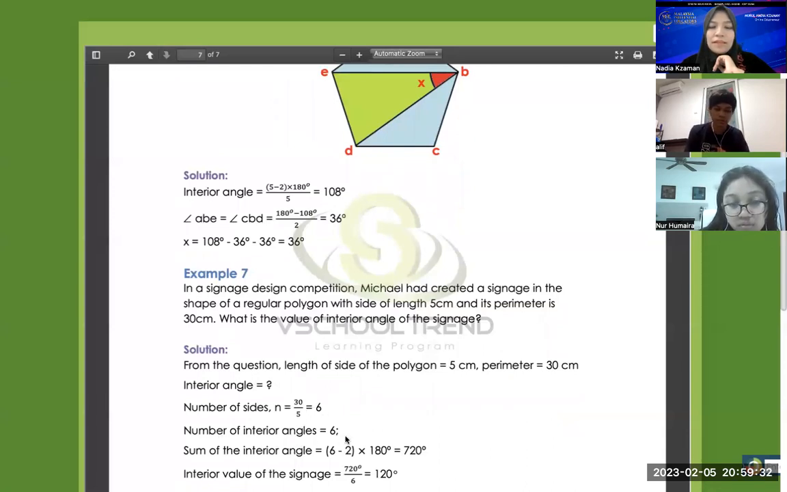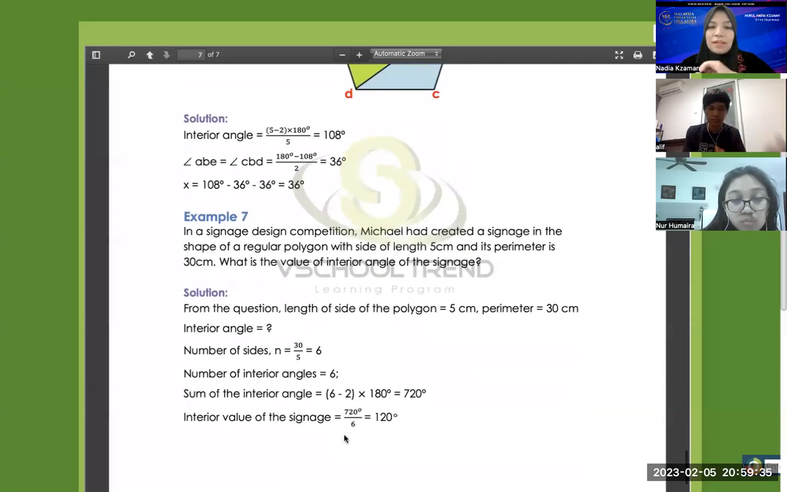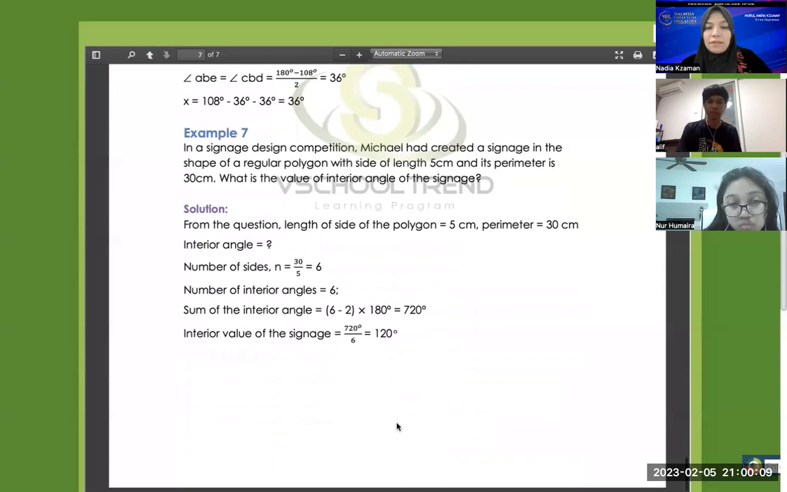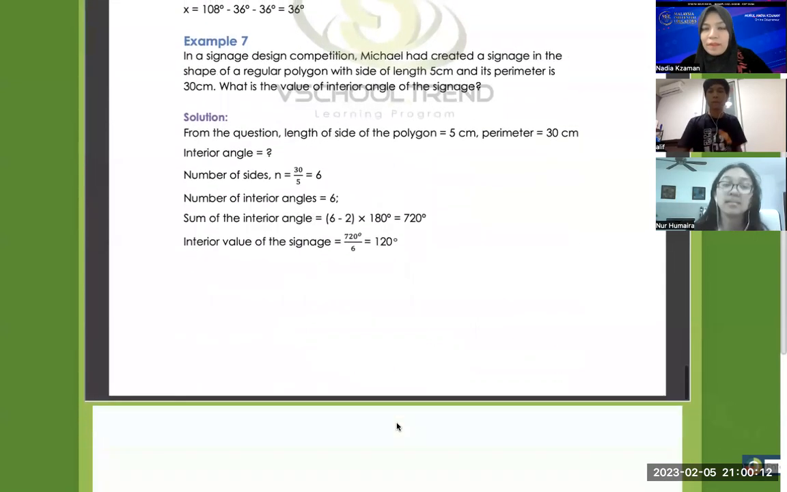So the number of interior angles is 6. How do we calculate the interior angle? 6 minus 2 times 180, you get 720 degrees. That is the total of the interior angles. But for the value of each interior angle of the signage, you have to divide by 6 sides, whereby it becomes 120 degrees. So far, okay? Yeah. Okay.